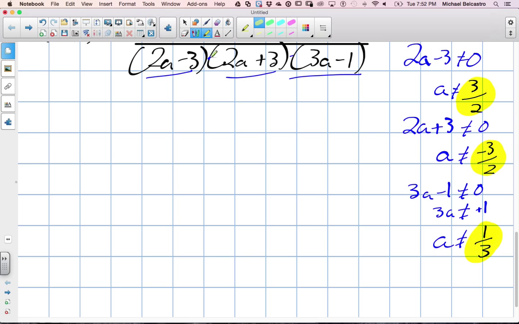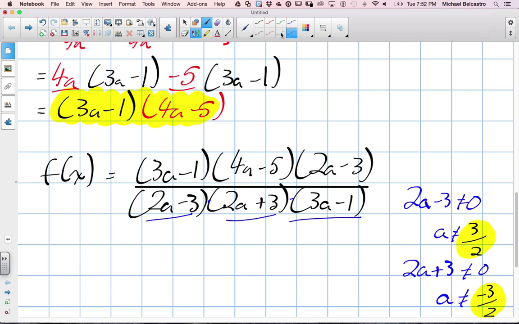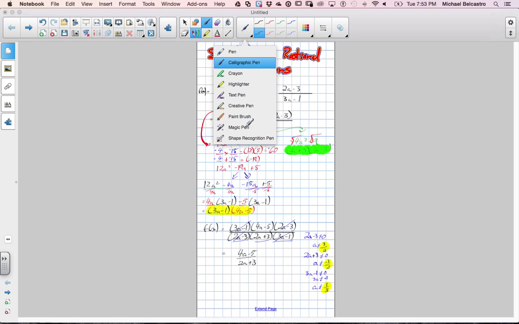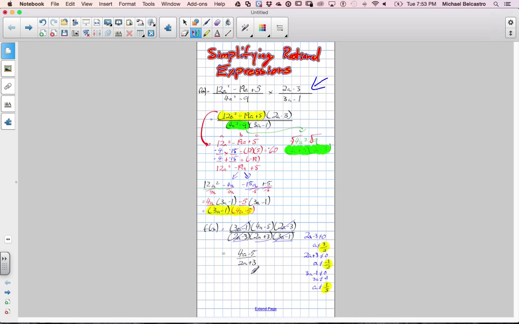And the reason being is if we were to plug them in, we'd get some kind of 0 on the bottom. Now that that's done, this is the best time to simplify stuff. We cross out any brackets that are the same. Those would eliminate. These would eliminate. And then you're left with just whatever's in the middle there. So you have 4a minus 5 over 2a plus 3. So that's a lot of work here. But that big expression we started with can just be written as everything there at the bottom with these restrictions attached to it.